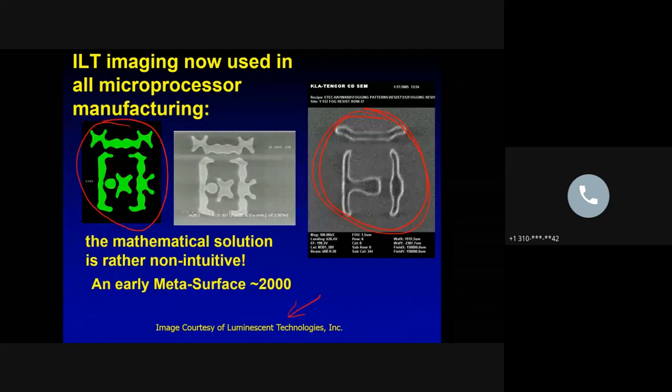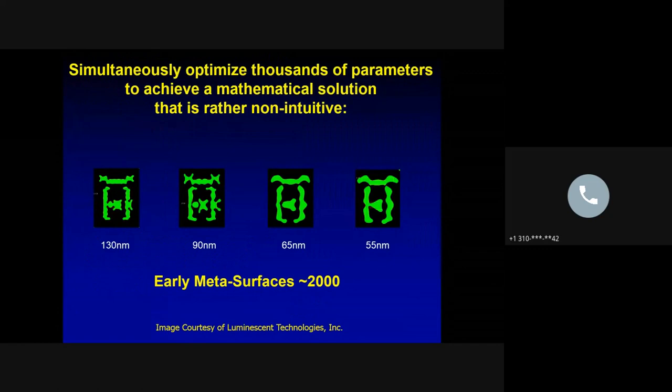And I would say in general, the shapes are rather non-intuitive. These are for different resolutions. You ended up with shapes that didn't look very much like your target, but actually gave you exactly the target image that you were aiming for. So these were early examples of this adjoint simulation or adjoint optimization.